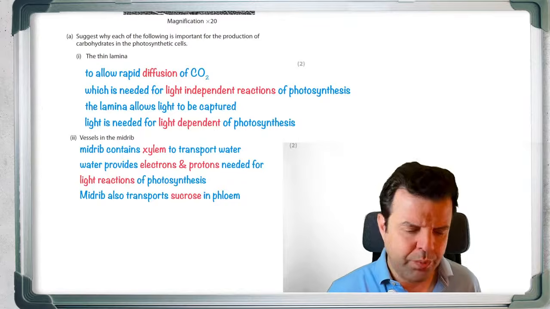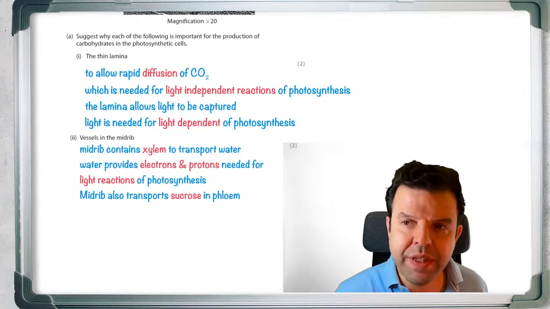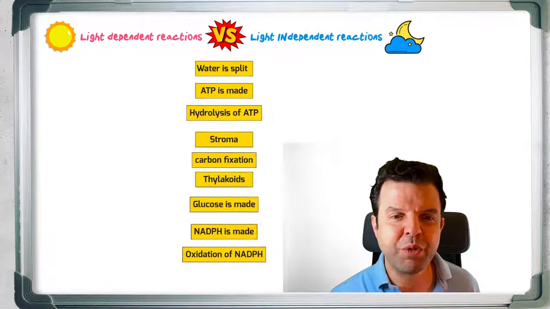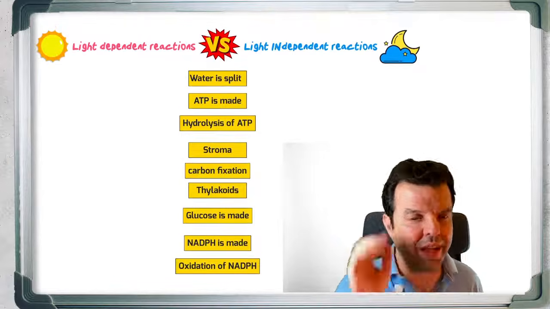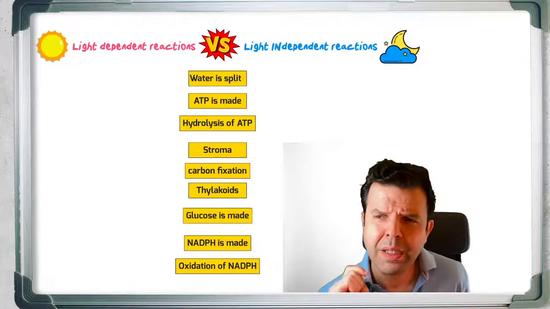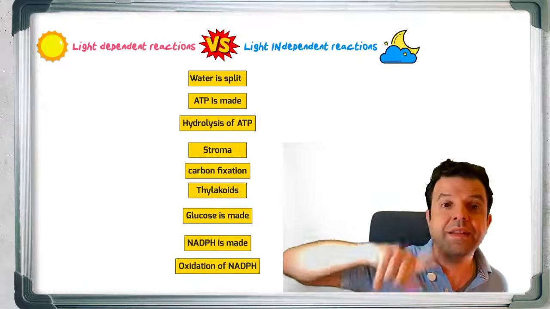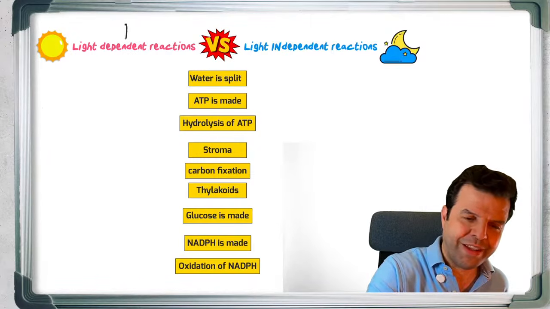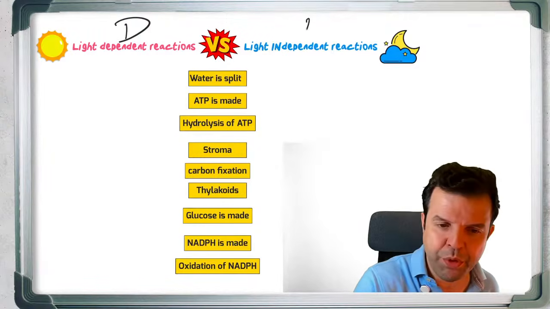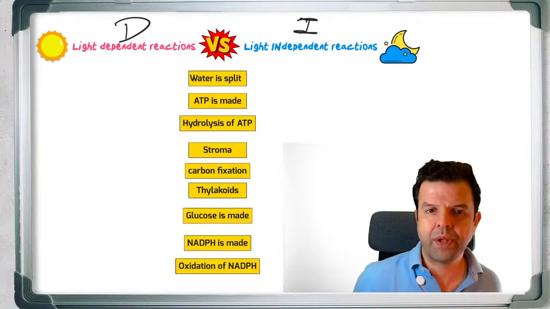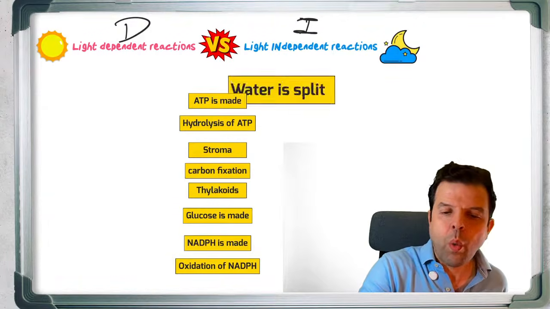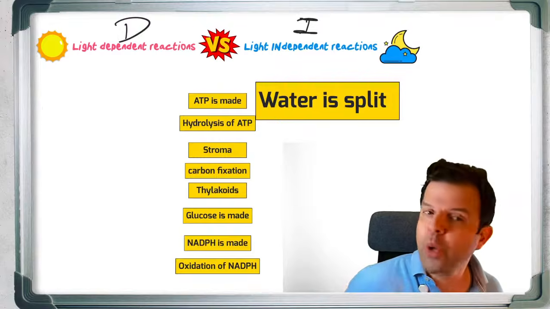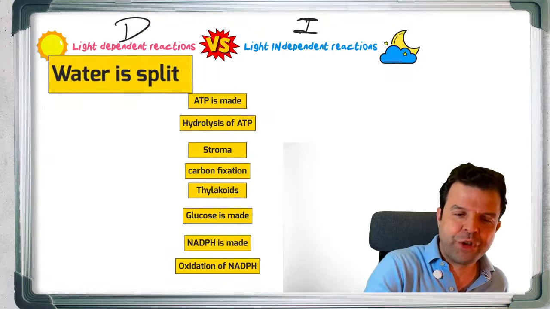Okay, so let's now dig deep into their reactions. Let's do a quick comparison between light reactions and light independent reactions, okay? Please, if you think it's light dependent, put D in the chat. And if you think it's independent, put I, okay? Agreed? So let's start. Water split. Water photolysis. Where was this happening?